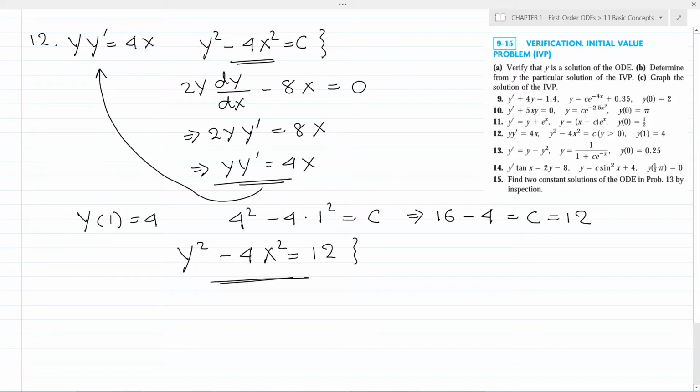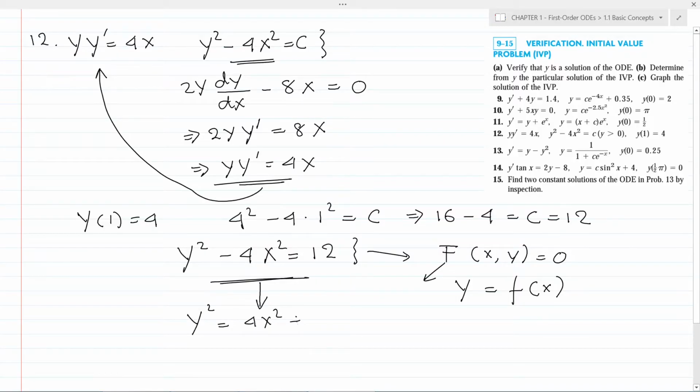We can see that the graph to be plotted is an implicit function, that is of the form f of x comma y equal to 0, and not an explicit function that can be expressed as y equal to f of x. Now since this is an implicit function, we have to express this in terms of an explicit function. We can write this as y square equal to 4x square plus 12, which implies y equal to plus or minus square root of 4x square plus 12.